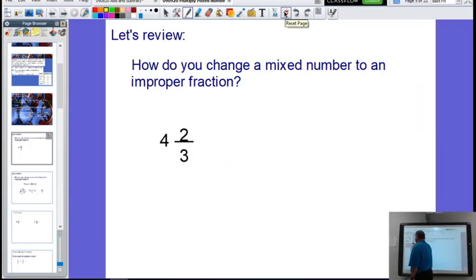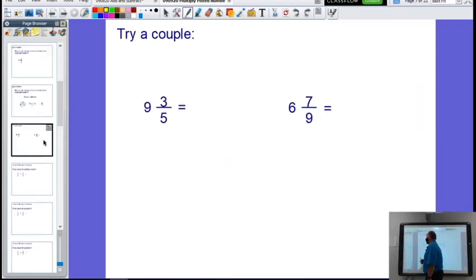Okay? So with that in mind, what I'd like for you to do is pause the video and use the popcorn method, denominator times the whole number, plus the numerator, and put it back over the denominator. I would like for you to change each of these mixed numbers into their corresponding improper fraction, please.